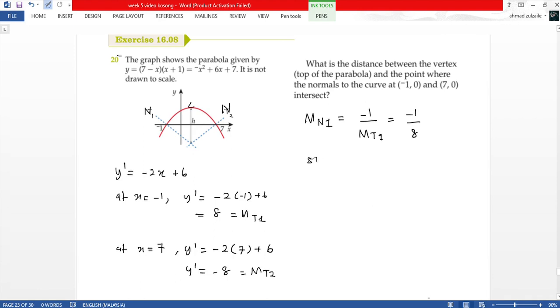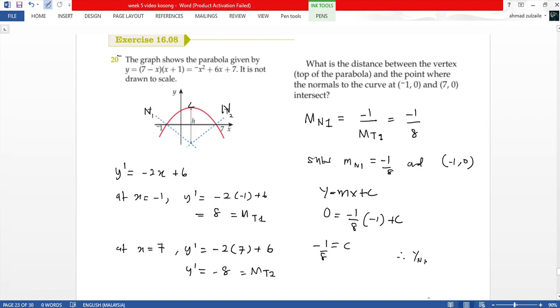So substitute m normal number 1 equal to negative 1 over 8 and the point of negative 1, 0 into y equal to mx plus c. Sebab kita nak dapatkan equation normal the first equation normal yang di sini okay, so 0 equal to negative 1 over 8 times negative 1 plus c. So therefore c equal to negative 1 over 8. So therefore y normal number 1 is negative 1 over 8 x minus 1 over 8.